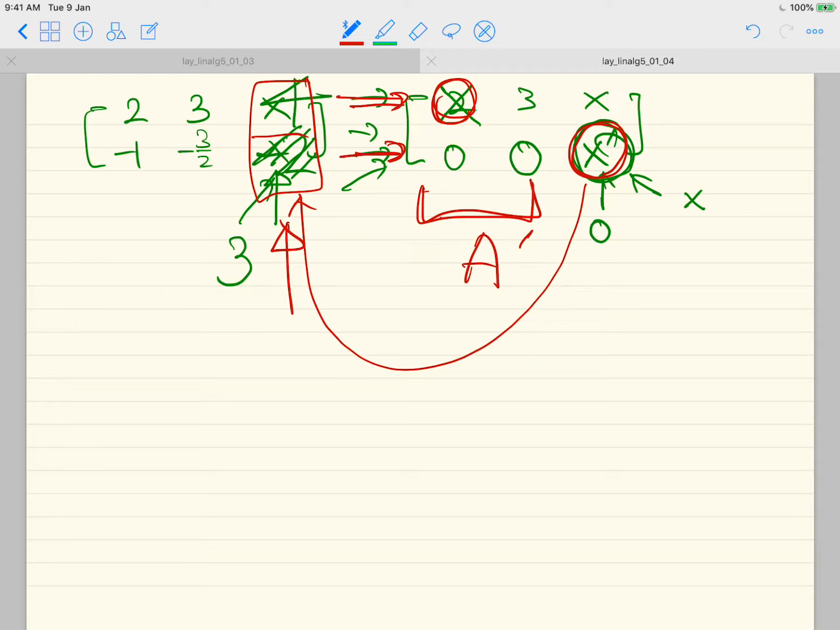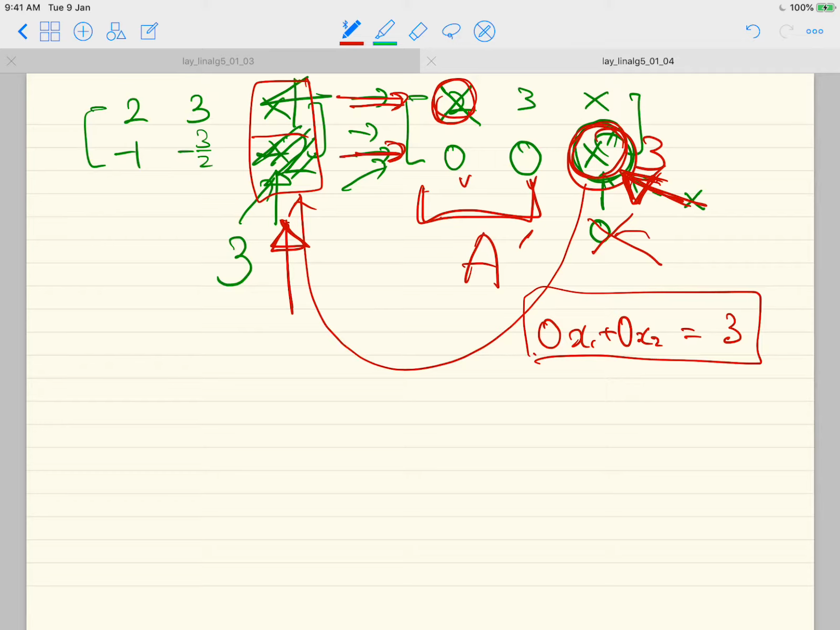So in this case, the solution may exist if we are lucky in a way that this doesn't have a pivot at all, right? Or if, unfortunately, this has a pivot, the last column has a pivot, then we have no solution at all, right? And why do we have no solution when we have a pivot in the rightmost column? This is because 0, 0, and 3, for example, corresponds to 0 times x1 plus 0 times x2 equals 3, which is impossible to make true, right?